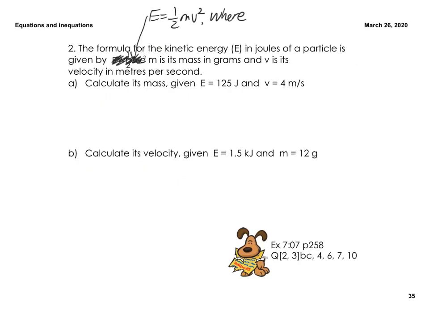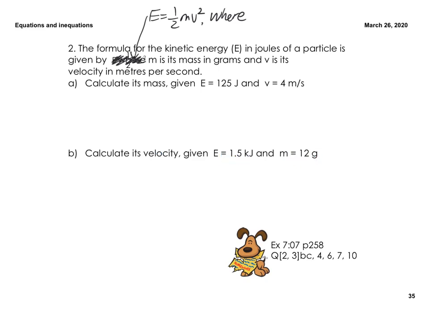Okay, question 2. The formula for kinetic energy, E in joules of a particle, is given by E equals half m v squared, where m is its mass in grams and v is its velocity in meters per second. Remember, velocity is speed with direction, like in science. So part A, calculate mass, given E is this, v is this. And then part B, calculate velocity, given E is this and m is 12 grams.